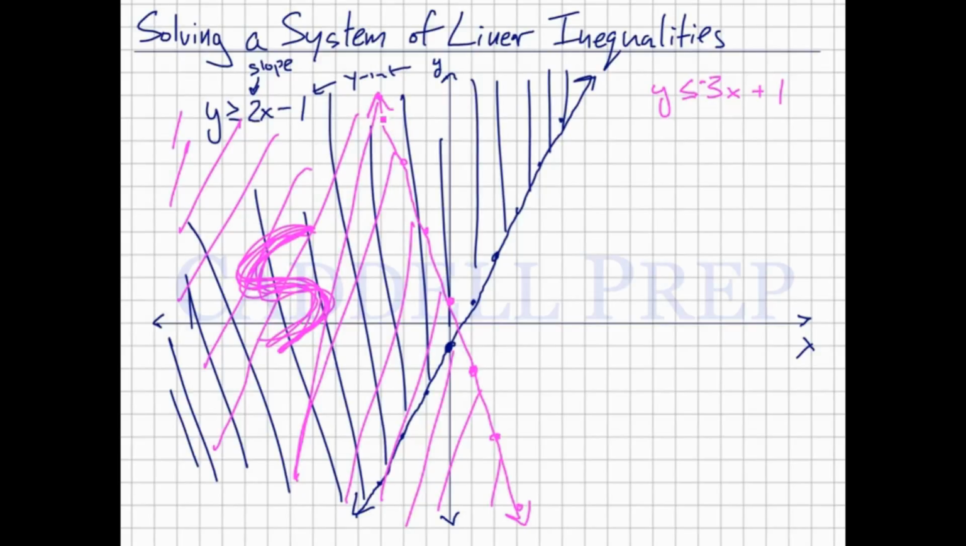Something else worth noting is that points on this line up to here and points on this line up to here are also part of the solution set. Since it's a solid line, points on the line can be accepted. So this is a solution, this is a solution. All of these points on the lines are solutions. Not over here or over here though.